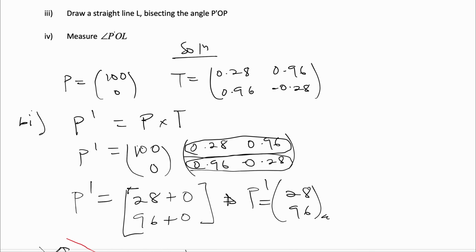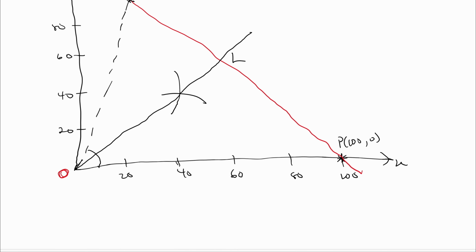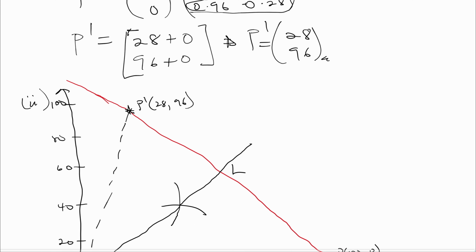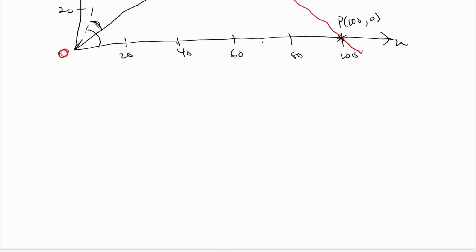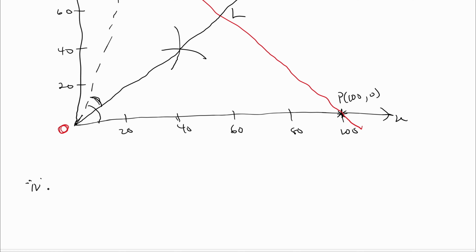Now we are being asked to measure P'OL. So the angle P'OL will be this. We can measure this with the help of our protractor. So we put our protractor here and measure the angle from here to here. This should give us 38 degrees. So when you measure your angle, you should have 38 degrees. So that will be part iv: the angle P'OL should be equal to 38 degrees.